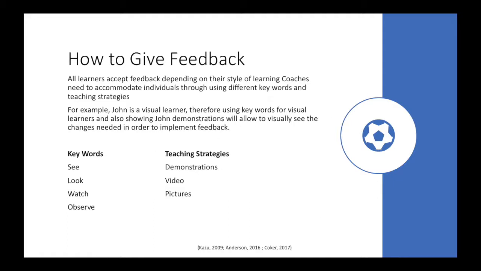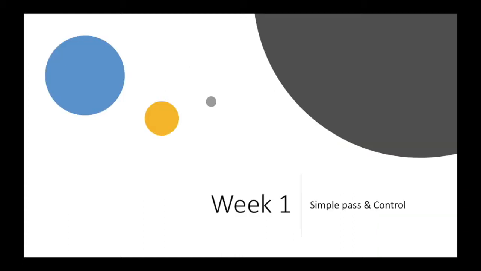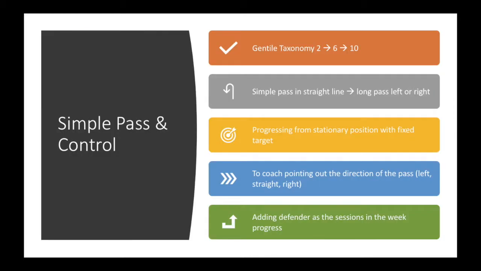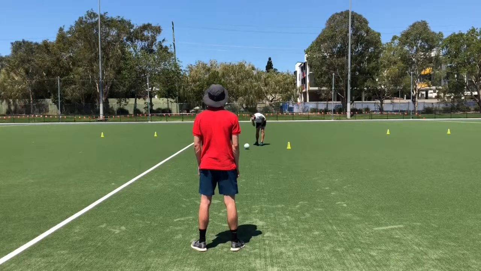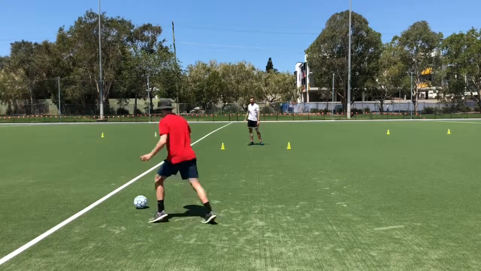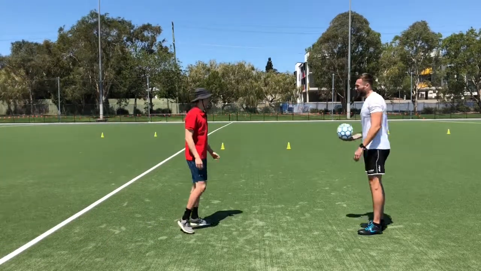For example, John is a visual learner, therefore we'll be using keywords for visual learners such as see, look, watch, observe. Within week 1, the focus is a simple pass in a straight line, beginning with ground passes to set targets, then moving to the coach calling out the target, and then finally a target with the defender. As we are using a faded approach, there will be more feedback in week 1 than the following.